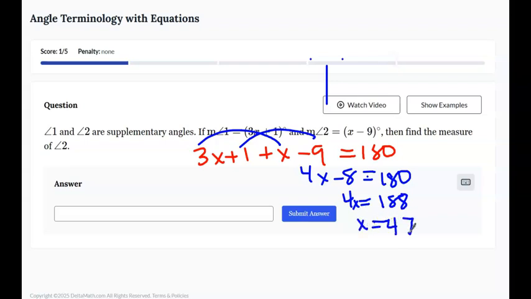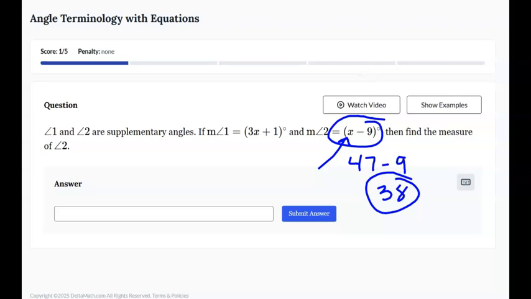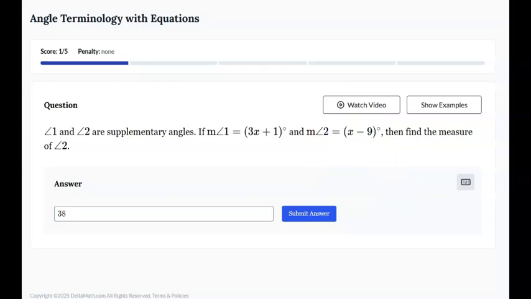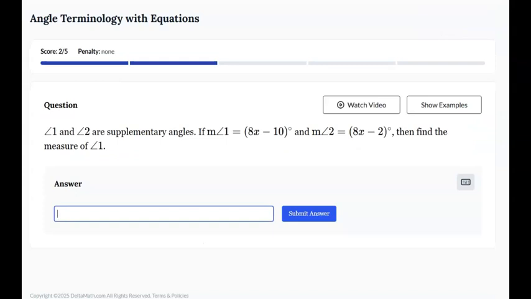It gives you 47. But that's only the answer for x, not the answer for the measure of angle 2. So we need to take our 47 and we need to put it into the measure of angle 2 formula. So 47 minus 9 is equal to 38. And this is how you complete the last section here. That concludes the tutorial for homework number 23.